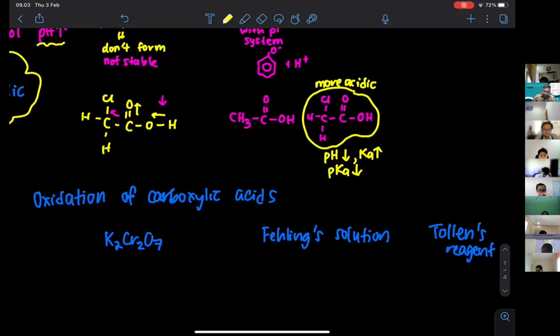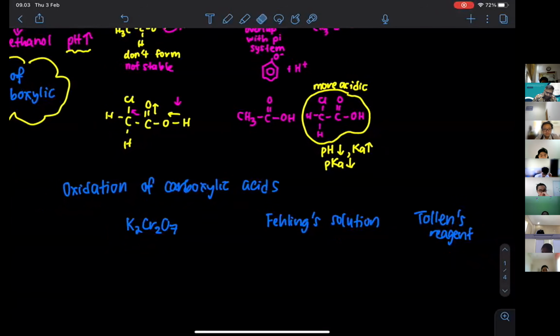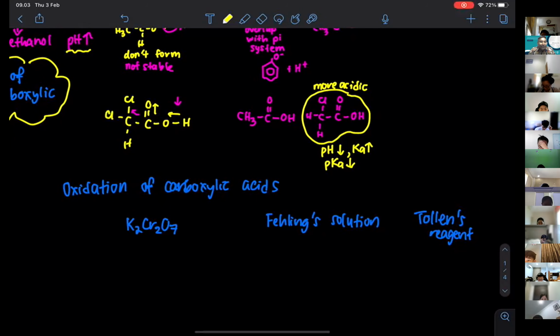What happens if I replace with another Cl? The electron withdrawing effect is going to be greater. They are going to pull some more towards the Cl, and they are going to further weaken the OH bond. When that bond is weakened, the H plus is going to be formed much more easily.